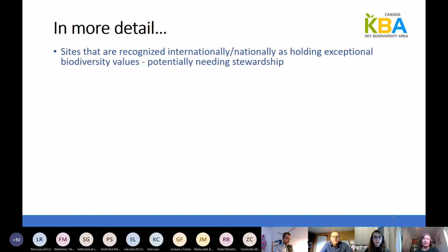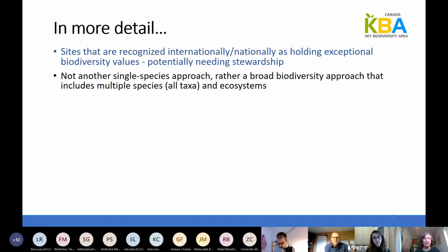So just a few more things about what a KBA is and what it isn't before I say what we're doing in Canada. So these are sites that are recognized internationally as well as nationally, because we have this nationally endorsed program in Canada, as holding exceptional biodiversity values. These are values that may exist here and nowhere else in the world, and they may need stewardship. It's not another single species approach, as I mentioned before. It's a broad biodiversity approach that includes multiple species, all taxa, as well as ecosystems.